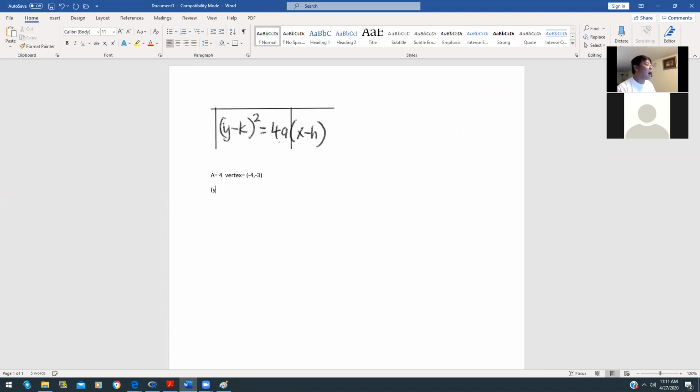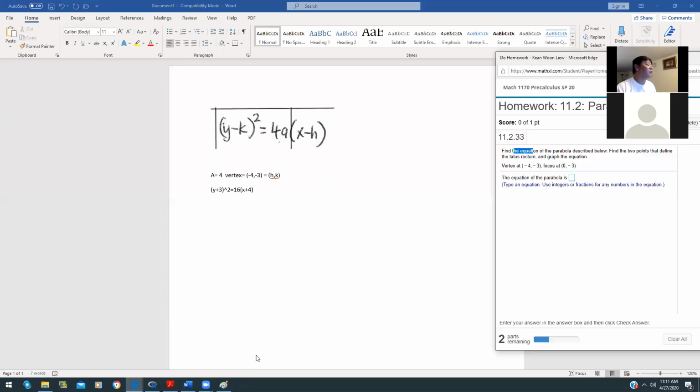So you will get y plus 3, which is your k here. This is your (h, k), don't forget, your vertex is your (h, k). (y plus 3) squared equals 4 times 4, which is 16, times (x plus 4). What you do here is you do not need to FOIL this out. You don't need to distribute it. This is what you need to write as the answer. Same thing in your test. You do not need to FOIL everything out. You just need to write that as your answer.